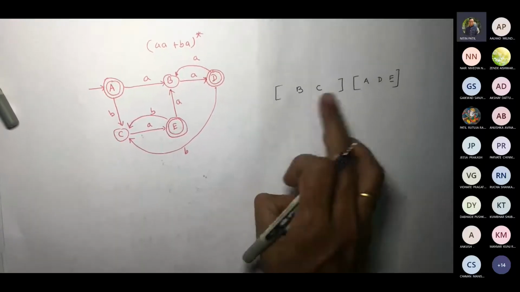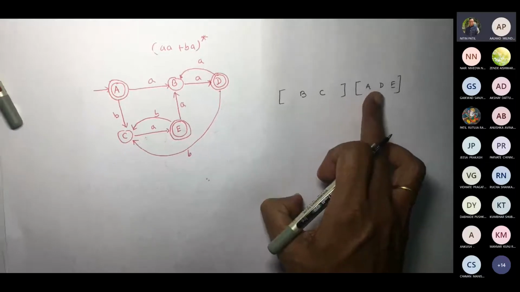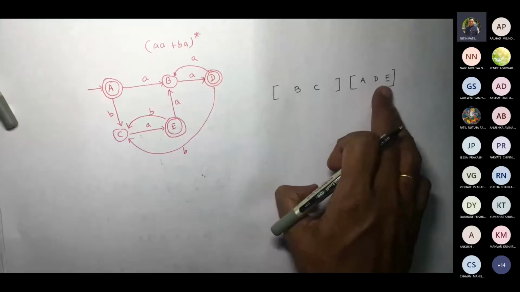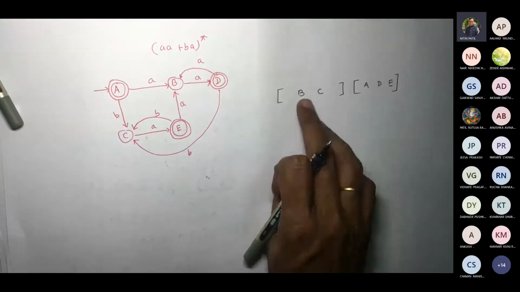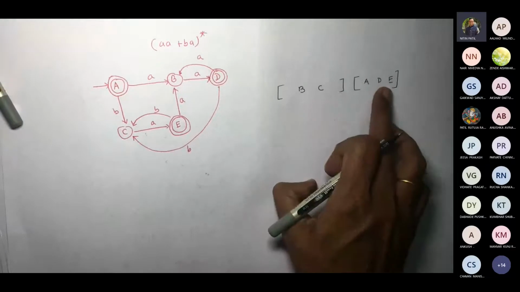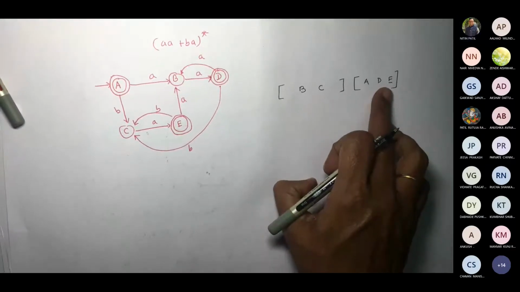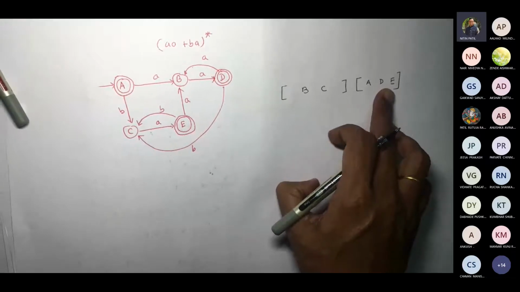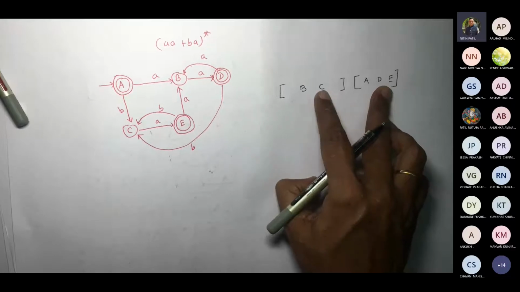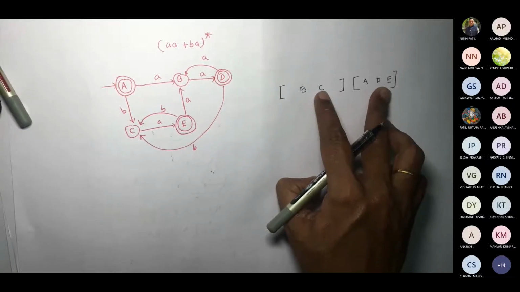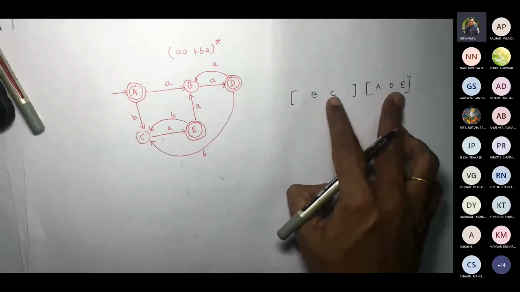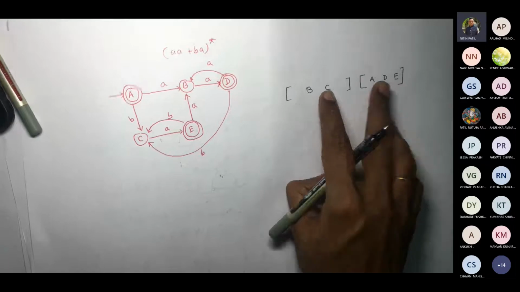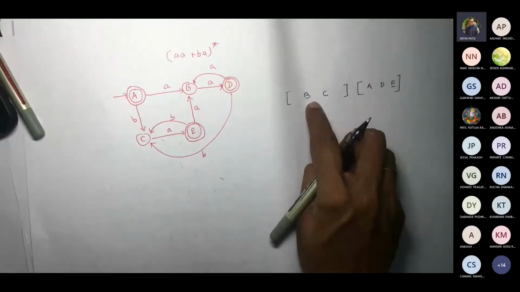Correct. Now from B with A, where is it going? From B with A, it is going to D, correct? From C with A, it is going to E. So different states, but the same set. Even for C with A, it is going to E. And for C with B, have I written anything? There is no transition. That's why we cannot have them in the same group.